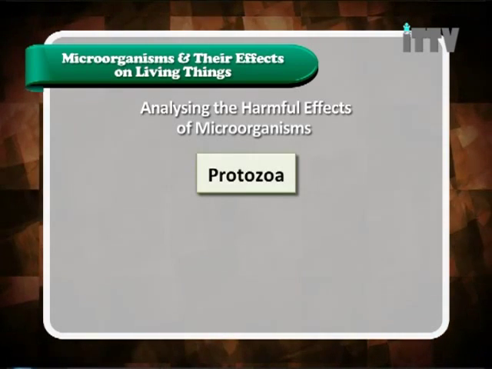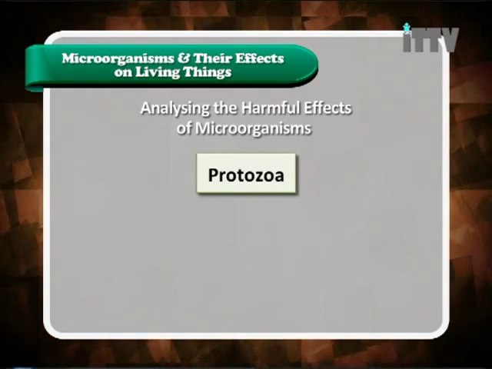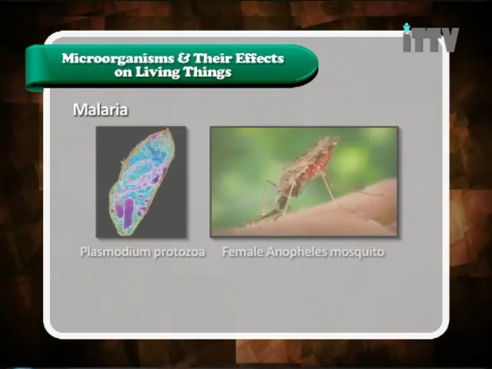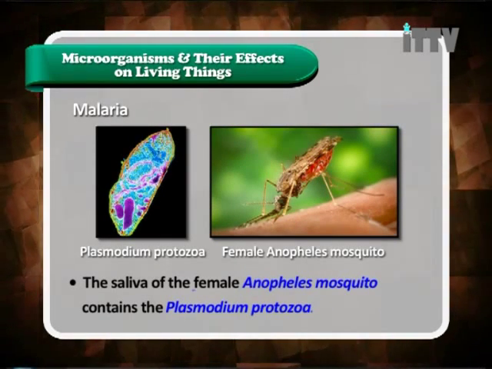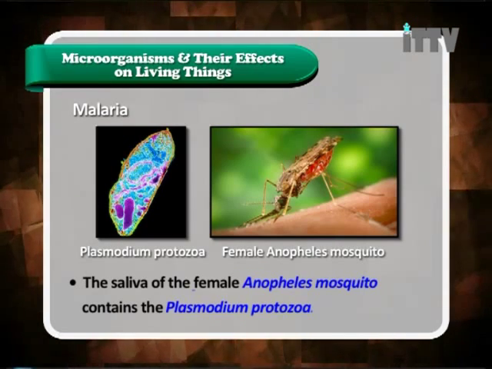Now, let's look at the next one, that is protozoa, and what are the diseases that are caused by protozoa. Here, we can see protozoa causes diseases like malaria. Malaria. The saliva of the female Anopheles mosquito contains the Plasmodium protozoa. So the female Anopheles mosquito is the one that carries malaria. Now, what causes malaria again is the Plasmodium protozoa. Now, this Plasmodium protozoa is in the mosquito.